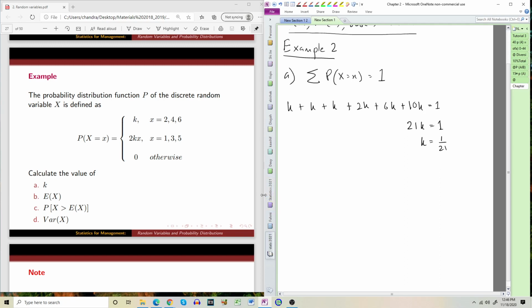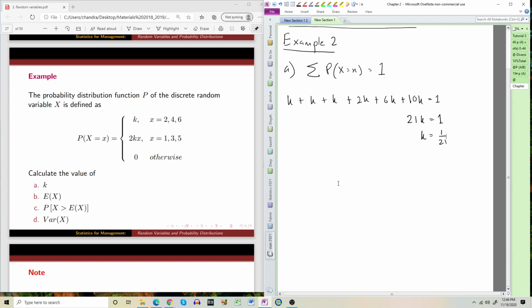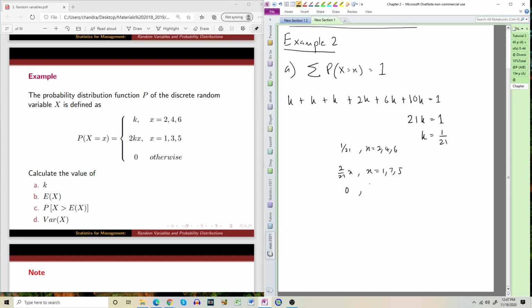So you can rewrite again. Before we go on for B, I'm going to rewrite this again. The probability is K for x is 2, 4, 6, and 2K over 21 for x is 1, 3, 5, and 0 otherwise.